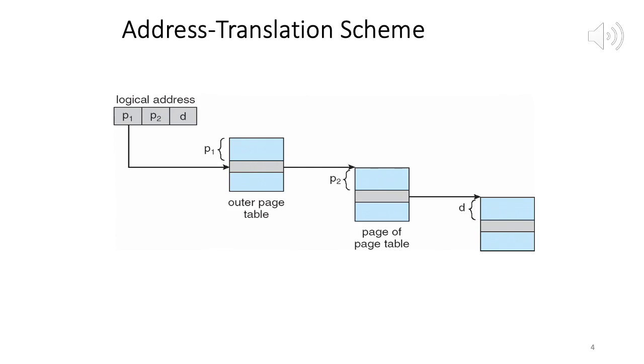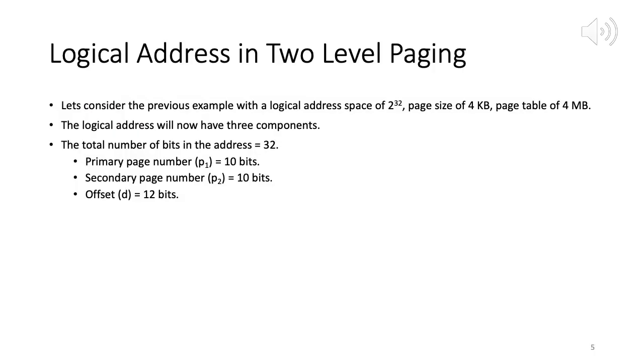We first extract P1, use P1 as an index into outer page table, get the starting address of appropriate second level page table. Once we have that, then we extract P2, use that as an index into the appropriate second level page table, and get the starting physical frame address. Combine it with D, get the total physical address.